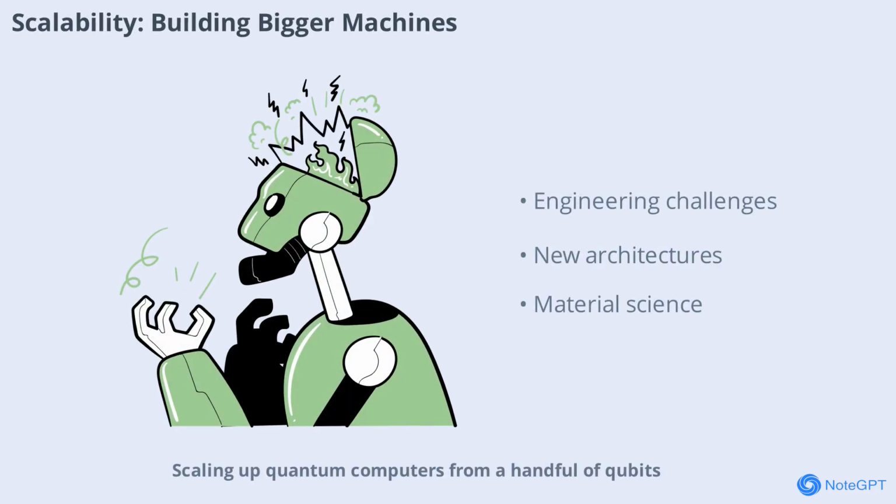Scaling up quantum computers from a handful of qubits to thousands or millions is a major engineering challenge. Each additional qubit increases the complexity of the system, making it harder to control and maintain. Researchers are exploring new architectures and materials to make large-scale quantum computers a reality. Overcoming scalability issues will unlock the full potential of quantum computing. Next, we'll look at some of the leading companies and institutions in this field.